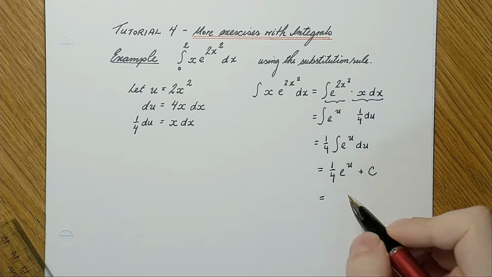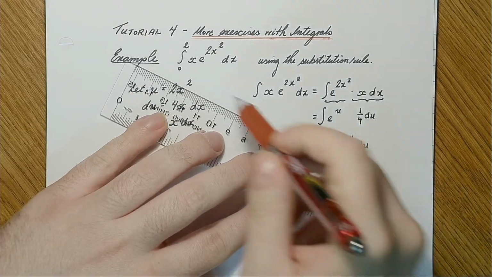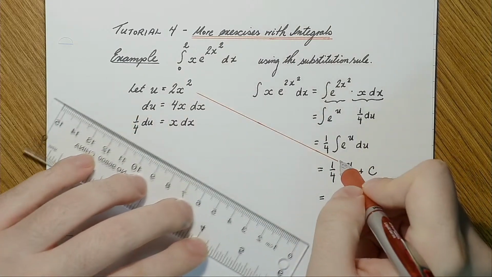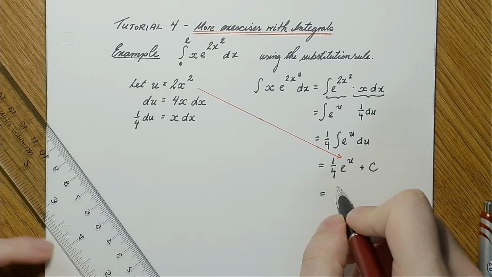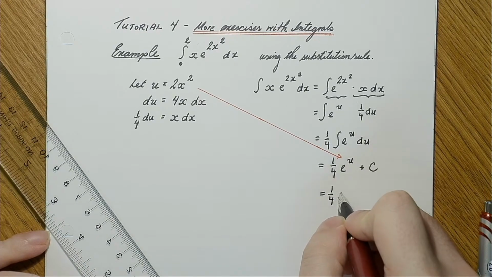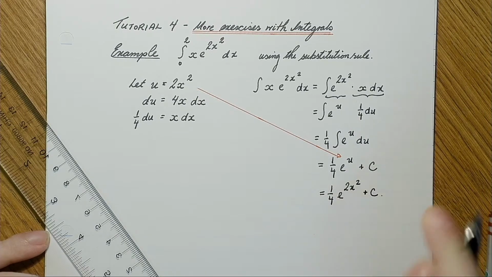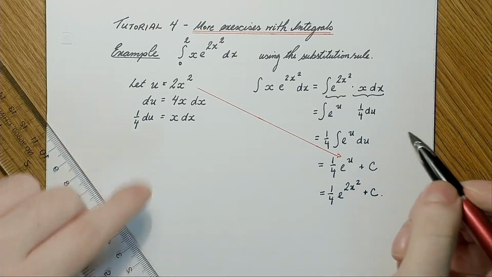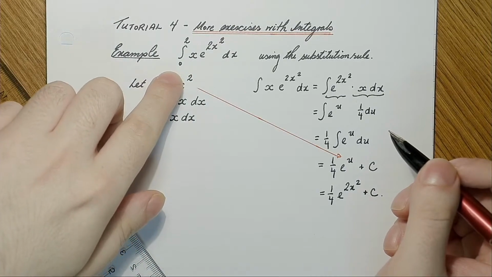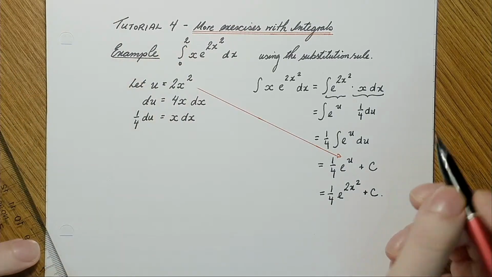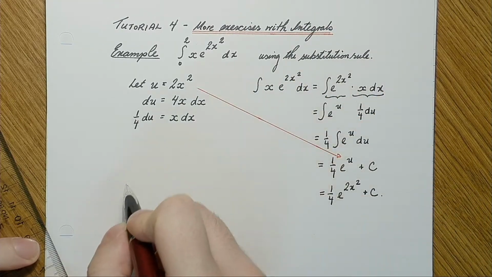And now I can substitute back in, so e to the 2x squared plus a constant. Now again, we have to be careful because this is what we call a definite integral, and it has limits. We have limits of integration from 0 to 2. So we're not quite done yet. What we've done is we've solved the indefinite integral, so we have to solve for the definite part.